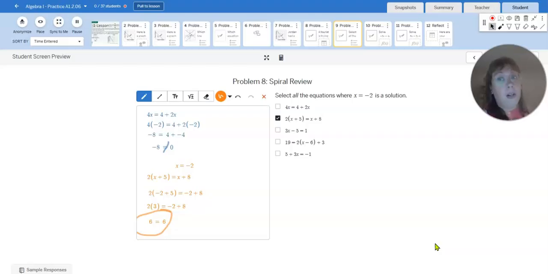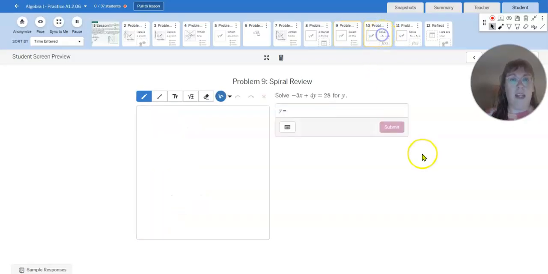There is one more equation here. I want you to find it out of the 3 here. There's one more equation, so plug in -2 for x and find which of these is correct. Pause the video, and then when you're ready, push ahead to slide 10.